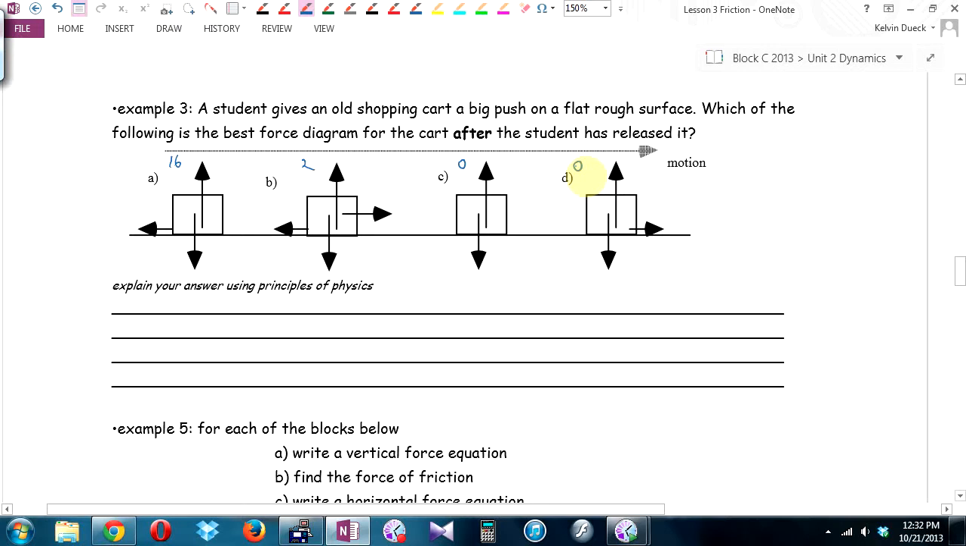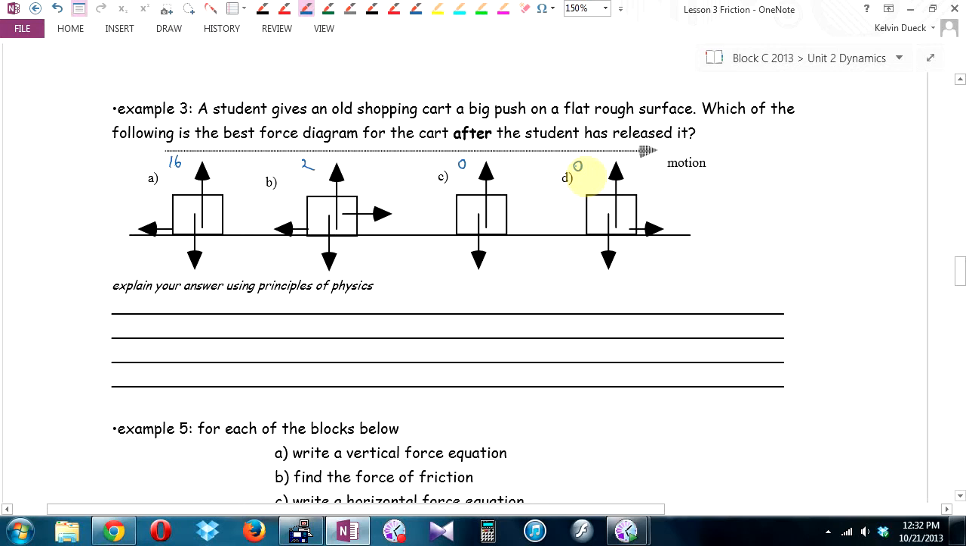Why is A correct? Convince me. What are the forces acting on the cart? Get the obvious one. Is the cart sinking into the ground? Is it lifting into the air like Superman? So vertically, the forces must be balanced. There better be an arrow pointing up and pointing down, and they better be pretty close to the same length.